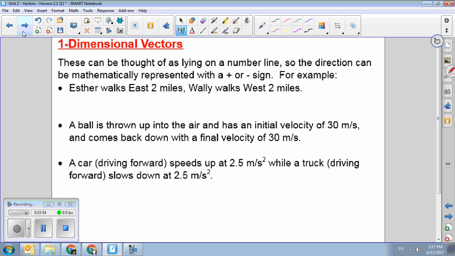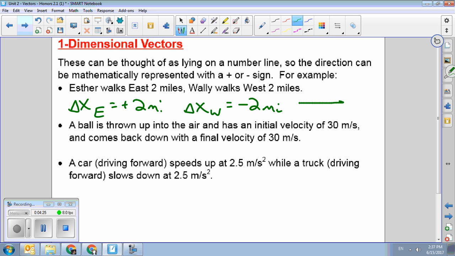Okay, so one-dimensional vectors. Everything we dealt with last chapter was one-dimensional vectors, right? Remember, we indicate the direction just by using positives and negatives, all right? So for example, if Esther walks east 2 miles, then the displacement of Esther is 2 miles, and we could either write east or just call it positive. And the displacement for Wally, because he's going west, is negative 2 miles.